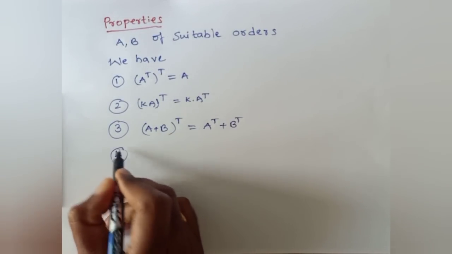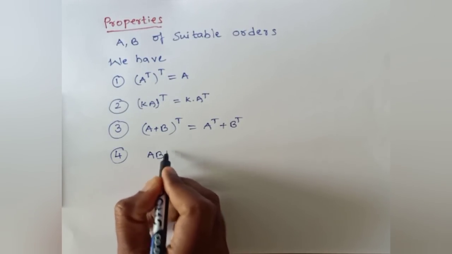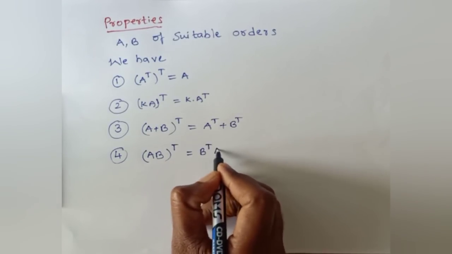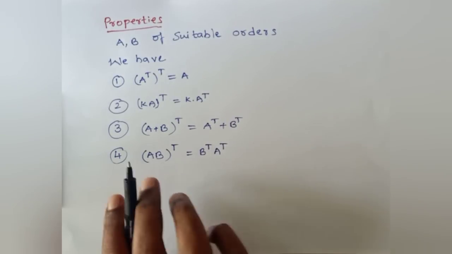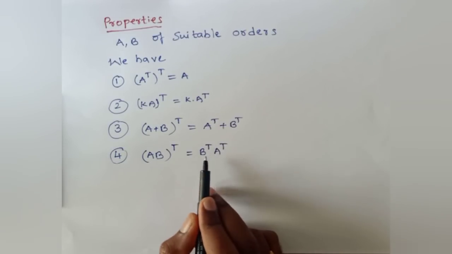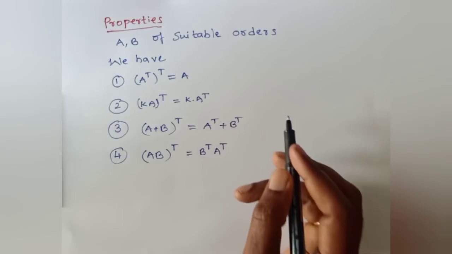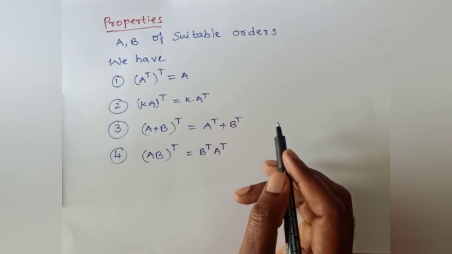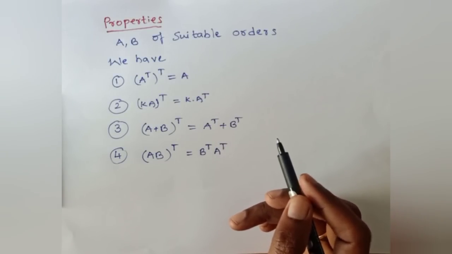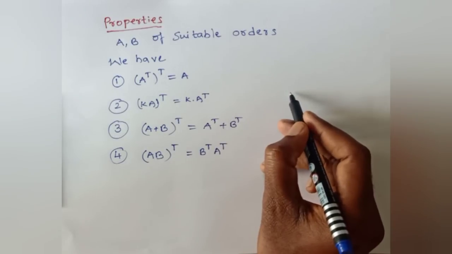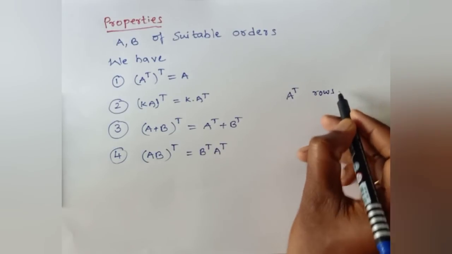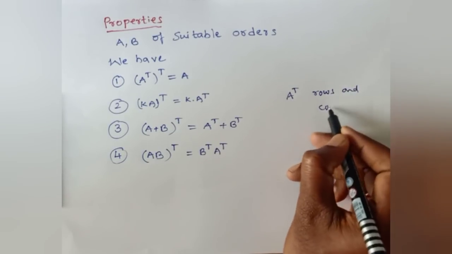And the fourth one is something different. (AB) whole transpose is equal to B transpose times A transpose. So this is like a reversal. (A into B) whole transpose is not A transpose into B transpose; it is B transpose into A transpose. You can check all these properties by taking one example, try it yourself. Transpose means interchanging the rows and columns.